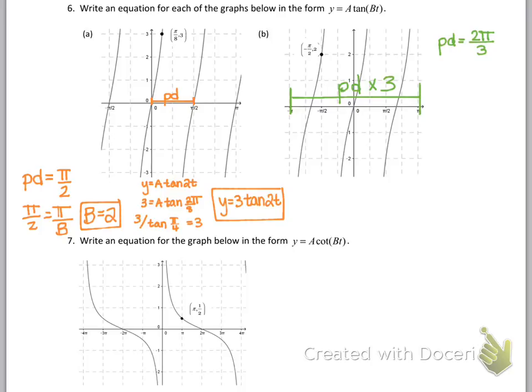Then we have 2 pi divided by 3 equal to pi over b. We're going to solve for b and work to get b by itself. So I have 2 pi over 3 times b equal to pi. I'm going to multiply both sides by 3 over 2, and since I have pi on both sides, those just cancel. So b actually equals 3 over 2.